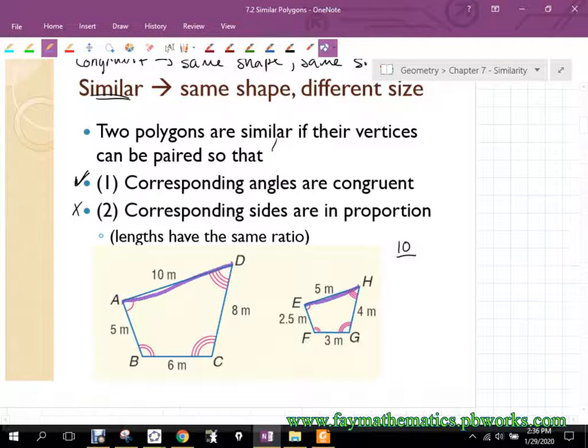But I'm going to go by the markings and the angle. So 10 compares to 5. Okay, if I look at this, so this has 4 marks in it, angle D has 4 marks in it, angle C has 3. Over here, H has 4, G has 3, so I should be able to say 8 compares to 4.